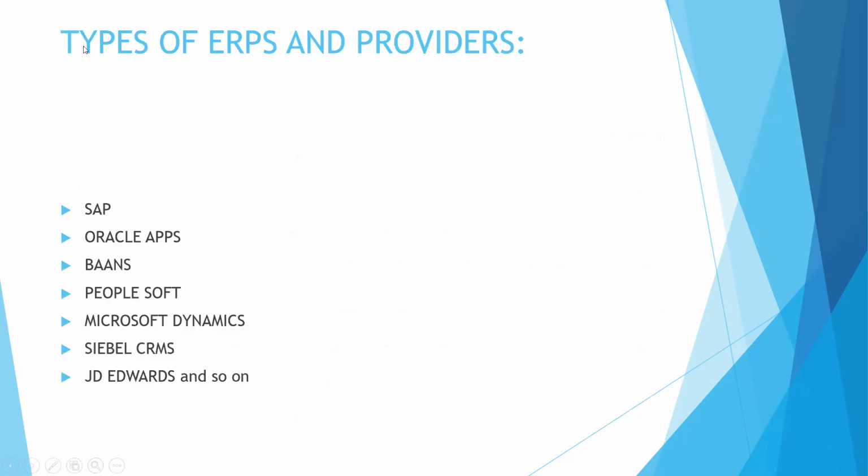Let's go to what are all the types of ERPs and providers available in the market. I have given simple examples. SAP is one of the ERPs. Oracle Apps is also software from the Oracle company. Baan is the old manufacturing software. PeopleSoft is for maintaining human resources. In your company, and in different companies, different HR processes will be there. PeopleSoft calculates time sheets, when people are coming for shifts, when people are going, with 24/7 operations, how many shifts are available.